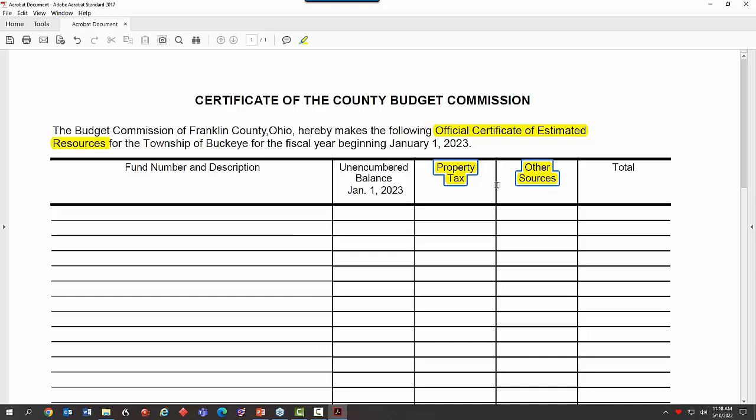So if you get this back and the county did not certify your numbers and you can't tell what they tweaked, you're going to have to call them to find out. And the total column, of course, is going to be my estimated year-end fund balance plus taxes and other sources, giving me the total amount my board is allowed to appropriate in the new year. Okay? So they have the authority to tweak your numbers.